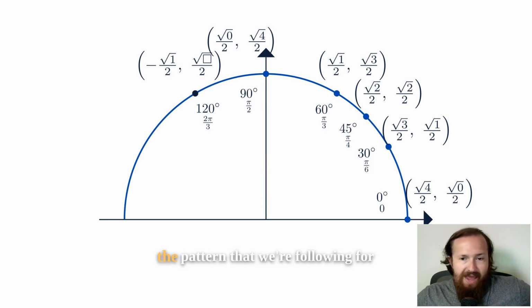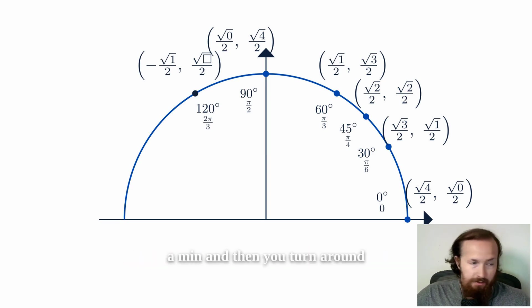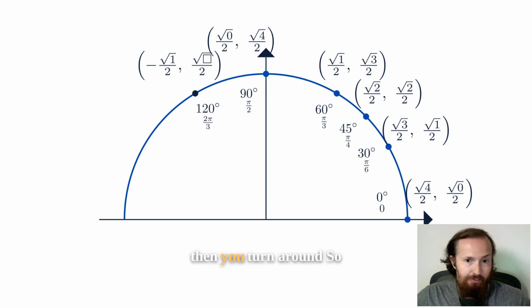And then what's the pattern that we're following for the y-coordinate? Well, we go up. We started at 0. We went up to 4. 4 is the maximum. Remember, each of these values, the x and the y-coordinates, should go between -4 and 4, right? So you just keep going in the same direction until you hit a min, and then you turn around, and then you keep going until you hit the maximum, and then you turn around.